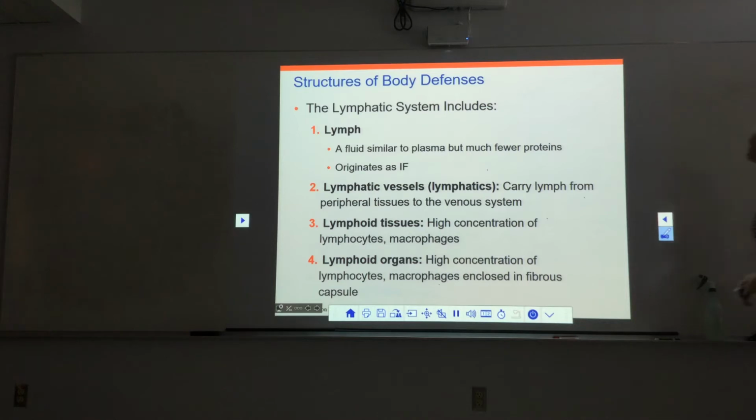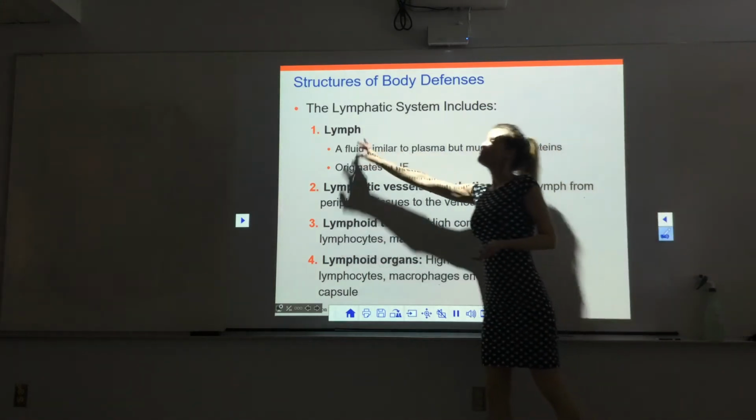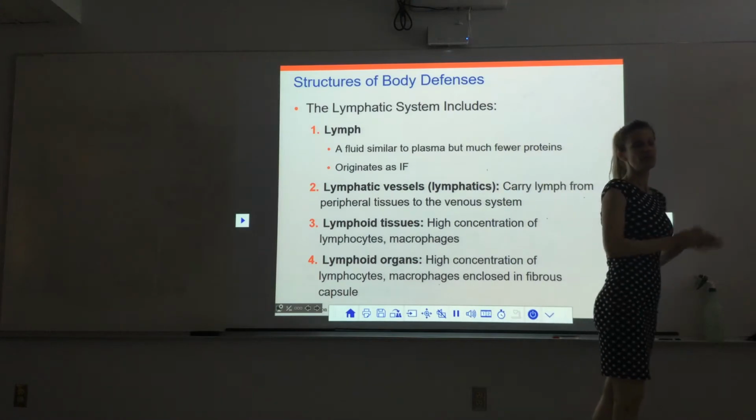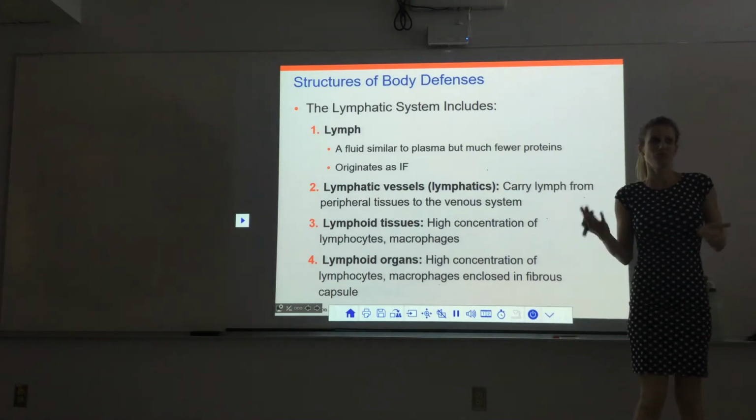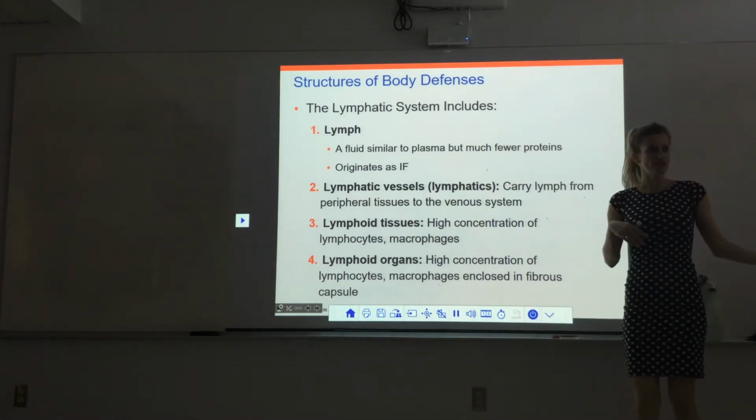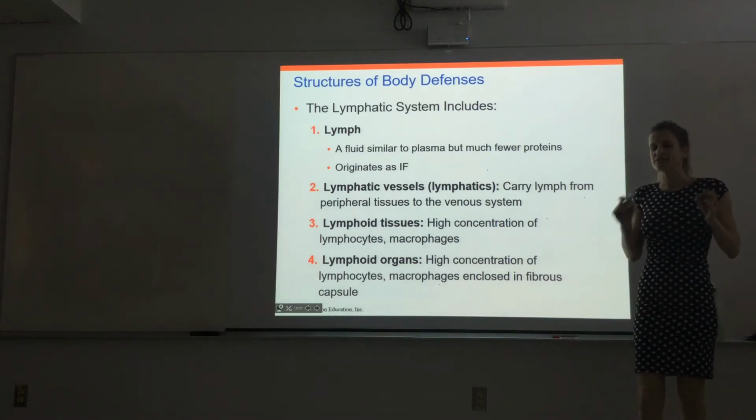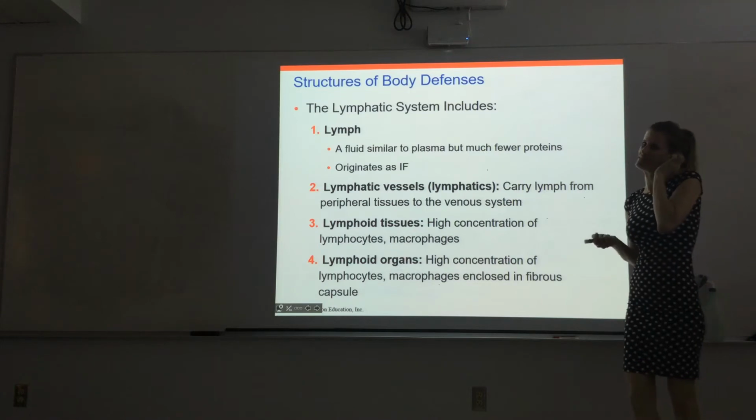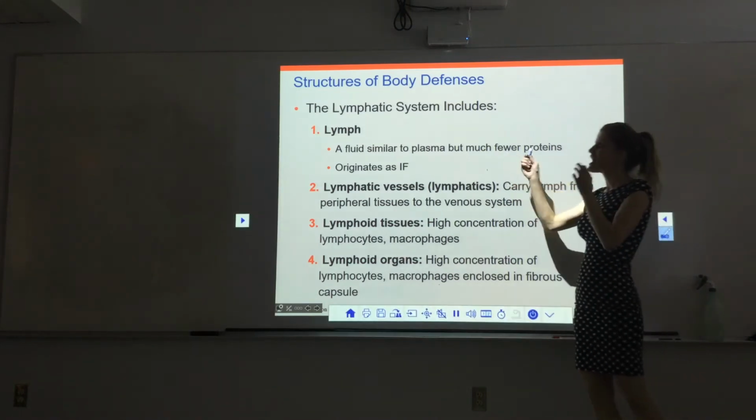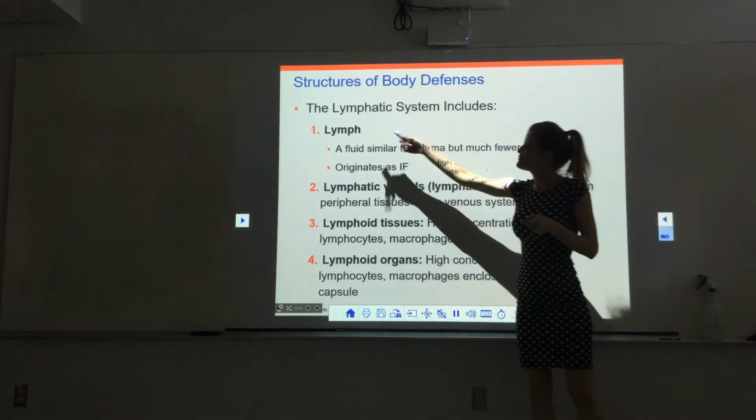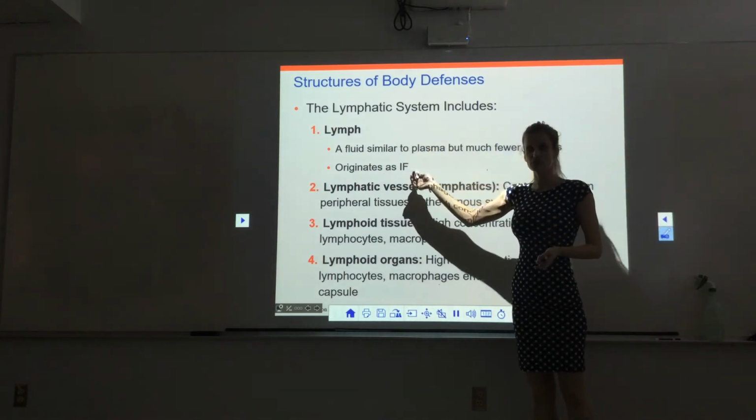So the lymphatic system includes lymph. Lymph is the fluid that flows through lymphatic vessels. Very similar to blood, right? Blood is a fluid that flows through blood vessels. Lymph is a fluid that flows through lymphatic vessels. The key difference between the two is plasma proteins. And lymph does not have those plasma proteins present. Remember that lymph is going to originate as interstitial fluid.